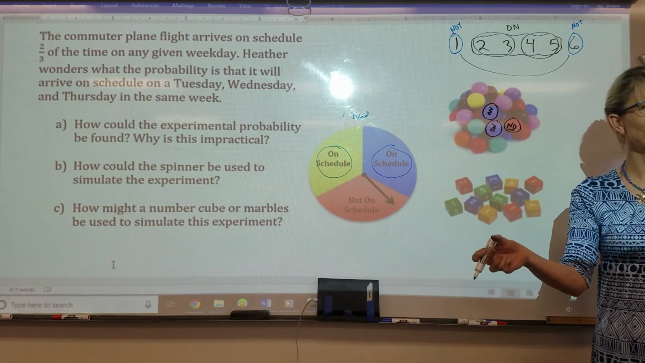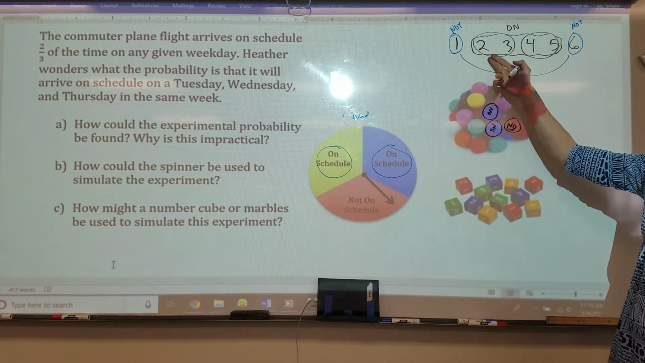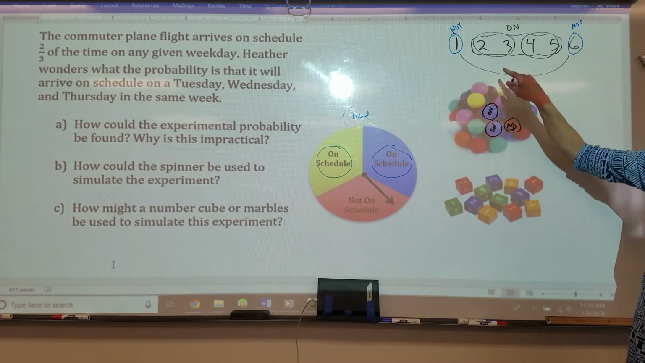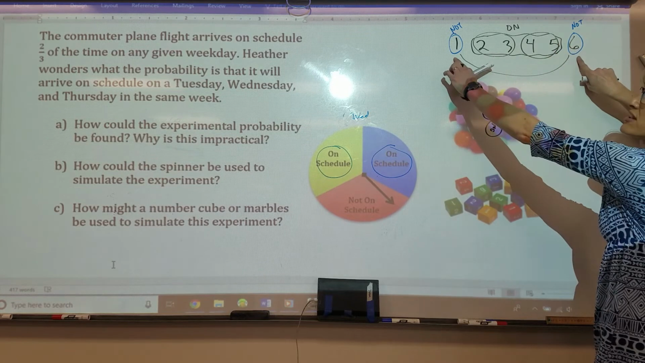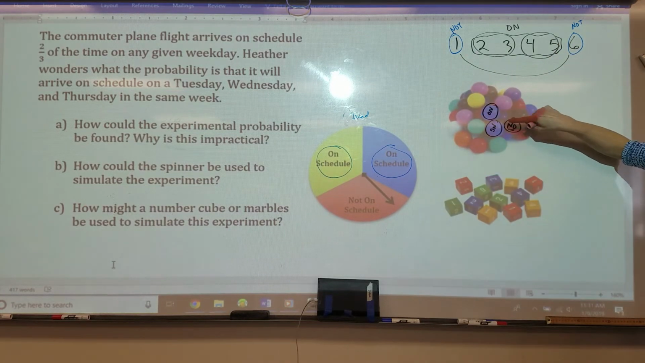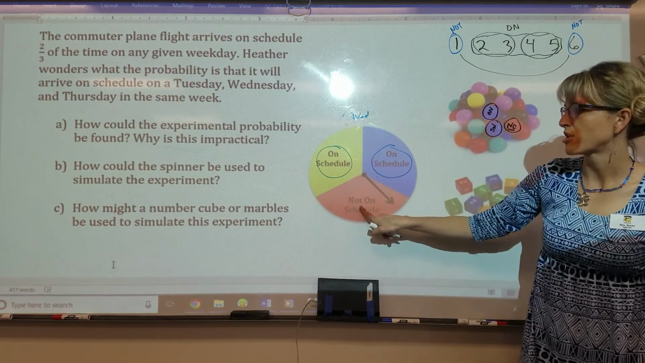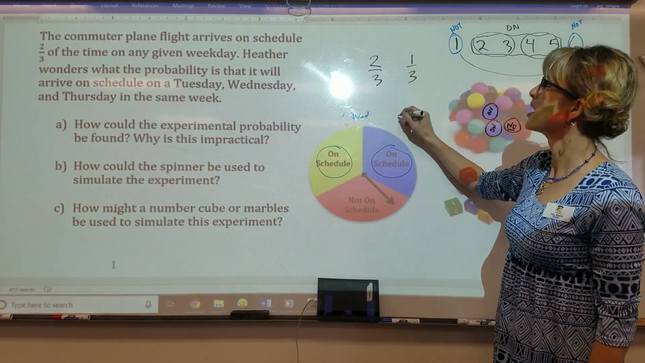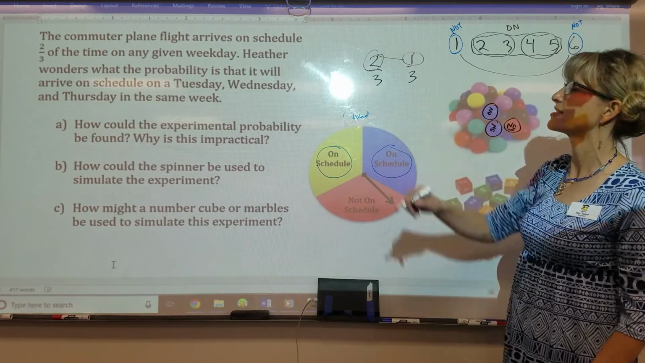So you just roll the dice, and then if you land on 2, that would simulate being on time. If I roll a 6, that would simulate not being on time. As long as this happens twice as much as this. This has to happen twice as much as this, because my ratio is 2 to 1. So twice as much as this.